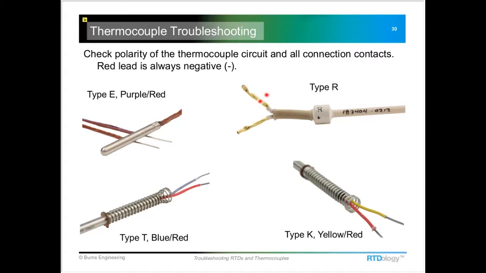With a type R, this is going to be a platinum lead, and then this will be a platinum rhodium alloy. Some of the thermocouples you'll notice, like on a type J, for example, one lead wire is going to be highly magnetic because it's made of iron, and the other is going to be just slightly magnetic. So there are some ways to tell the difference if the color coding is not available to look at.